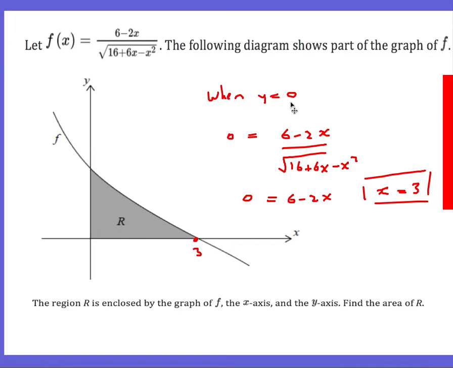Well, when y is 0, 0 must be equal to this fraction. And then, think of it however you want, really. We can't divide by anything to ever make it 0. So therefore, the top bit must be 0. Or you can think about this being brought over the other side. 0 times something is 0. Anyway, we get 0 equals 6 minus 2x. We get x is 3. So now we know we're integrating between x is 0 and x is 3.